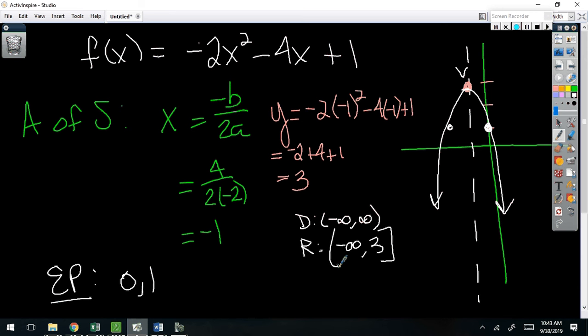Say again. Where does the maximum value of the function occur? It's at the vertex. It's at the y of the vertex. So the maximum value is 3 at x equals -1. All right, look at this equation, and this is the last one.